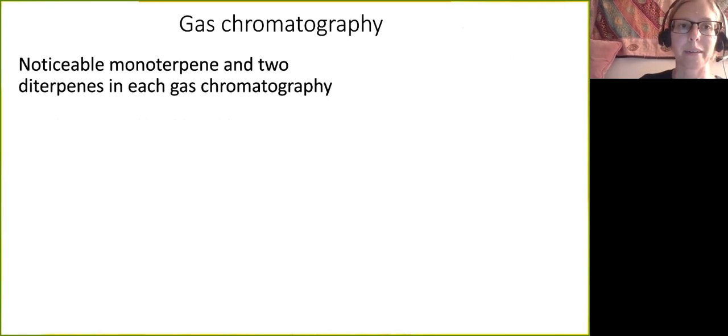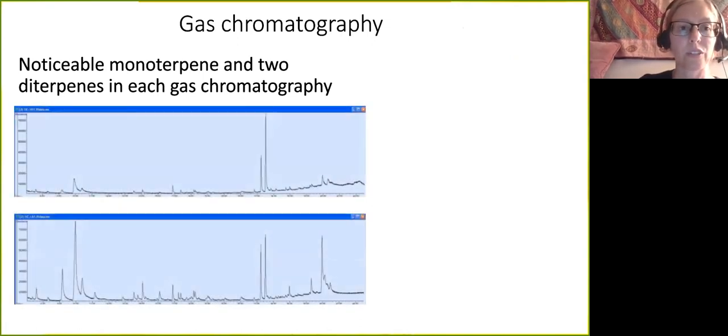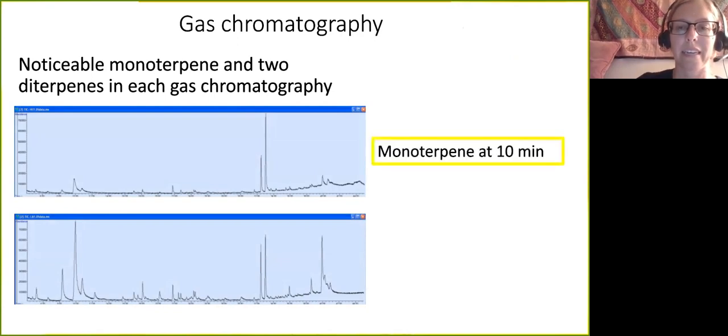So I found some interesting findings. In all of the analyses I ran, there was a noticeable monoterpene in each run, and then there were 1 to 2 diterpenes in each gas chromatography analysis. So here's 2 of them that I ran, and the monoterpene group occurred at the 10-minute point. And this one occurred in all of the analyses, and it varied a lot in height or in abundance, as you can kind of tell here.